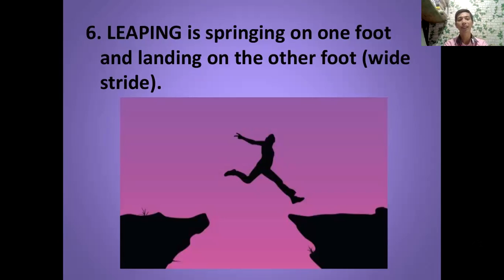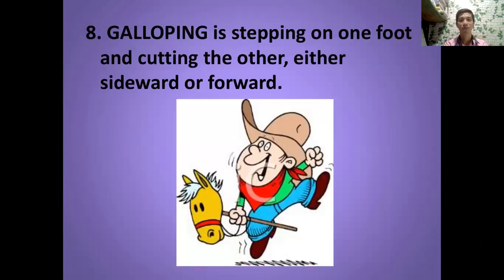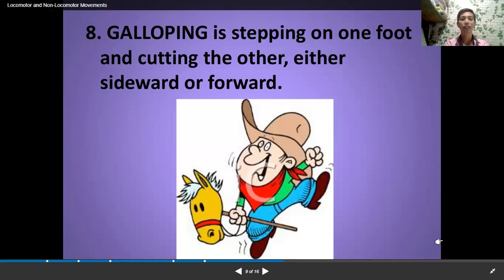Next is leaping. Leaping is springing on one foot and landing on the other foot, or what we call the wide stride. The seventh example is sliding. Sliding is done by gliding on the floor, sideward or forward, using the right and left foot alternately. The next one is galloping. Galloping is stepping on one foot and cutting the other, either sideward or forward.